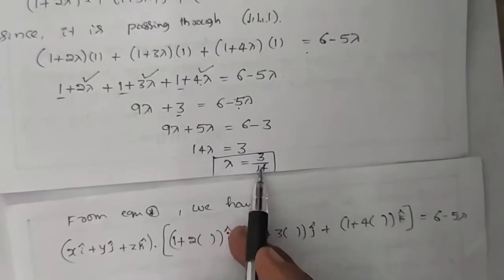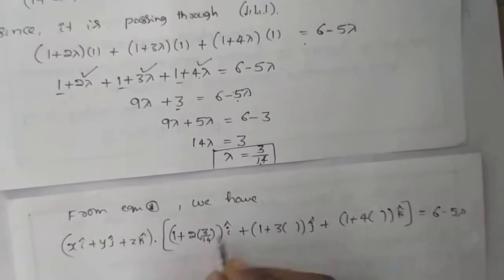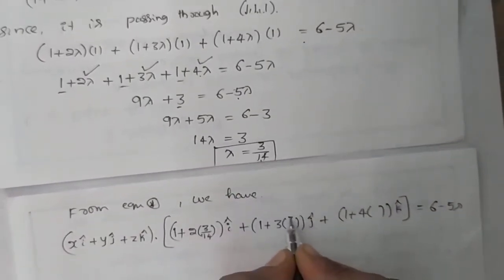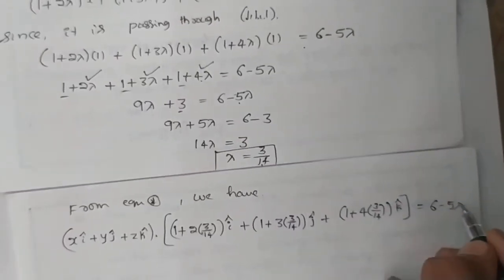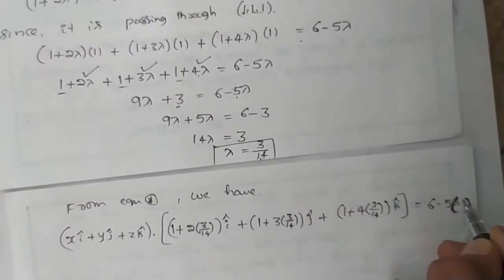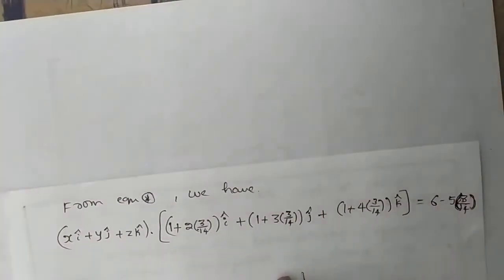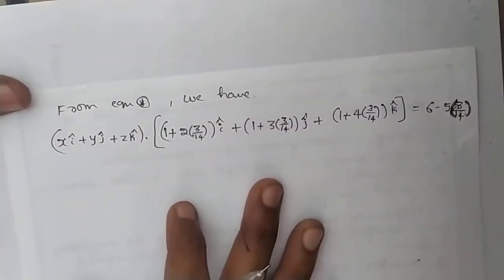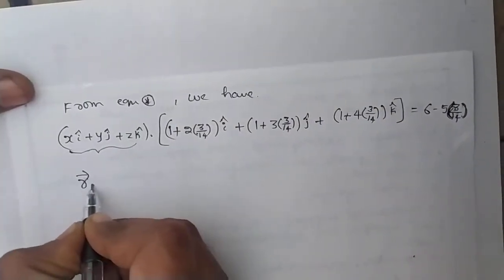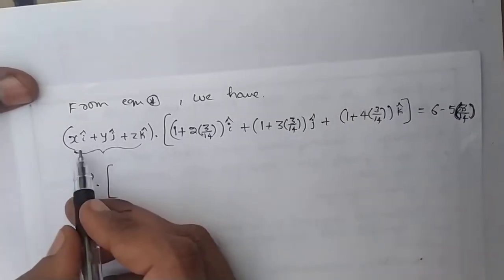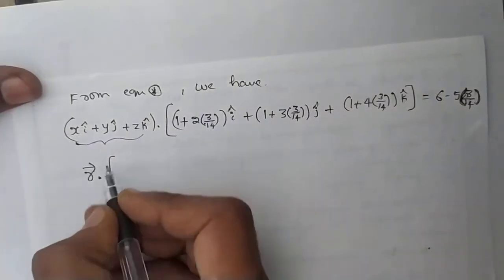Let us substitute the value of lambda in this equation. The value of lambda is 3 by 14, 3 divided by 14, in each place. Let us simplify this equation. We know that xi plus yj plus zk is the r vector, so I am just writing r vector.